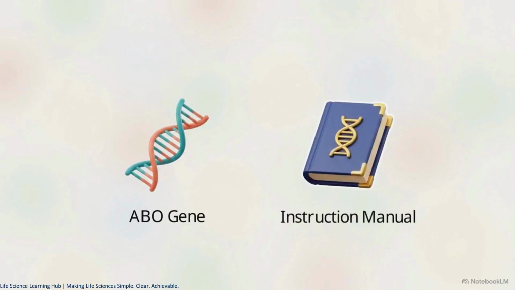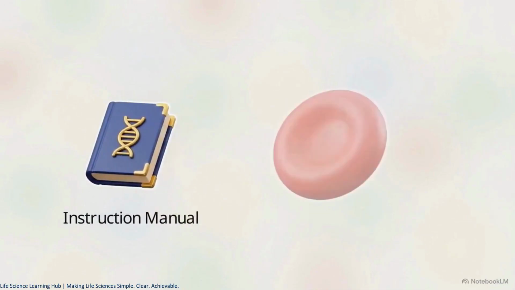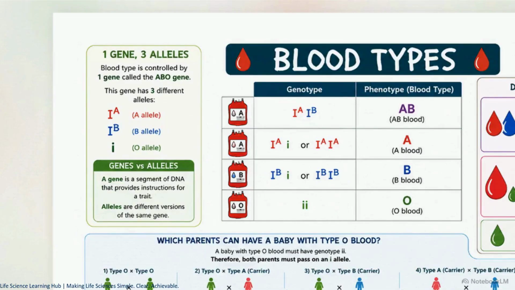Think of a gene as an instruction manual. In this case, it gives your red blood cells instructions on how to build specific identification tags for their outer surface. This chart breaks down the genetics of blood types. Most genes give you two options, but the human population actually carries three different versions of this manual, called alleles. We label them IA, IB, and a lowercase i.